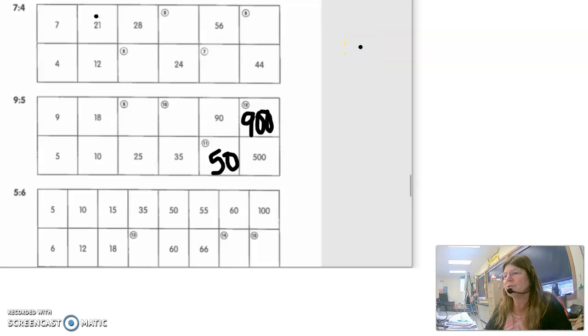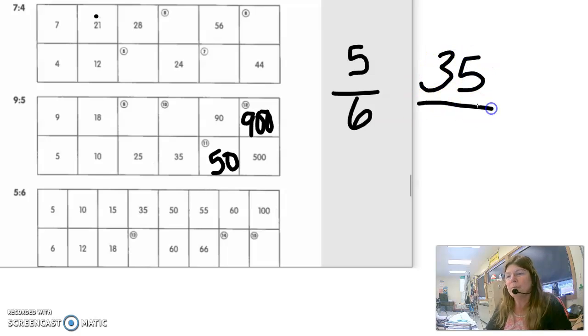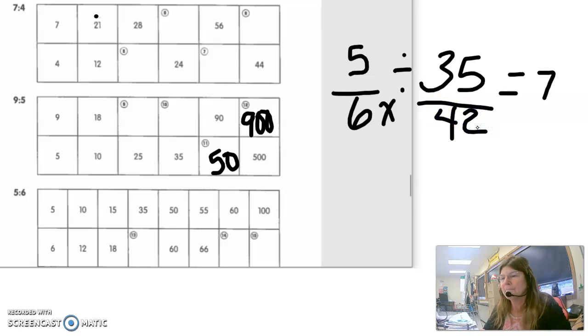So our next one, let's do one more, 5 to 6. And our first box is 35 with an open box under it. So I would divide. That's going to be 7. Okay? And 7 times 6 is 42. So that number would be 42.